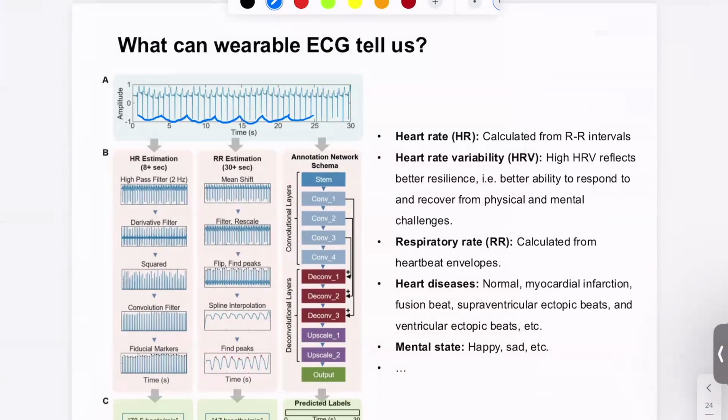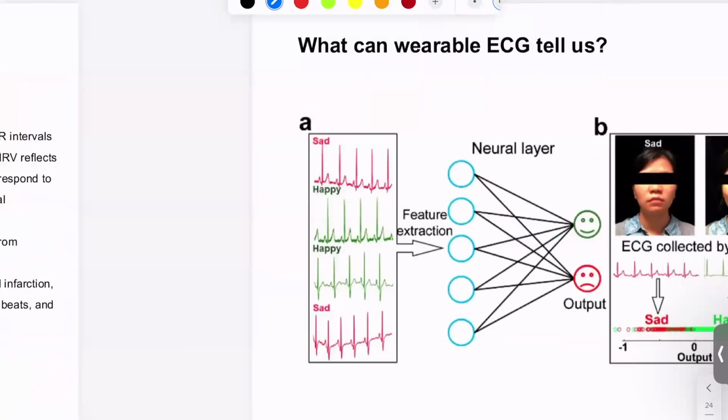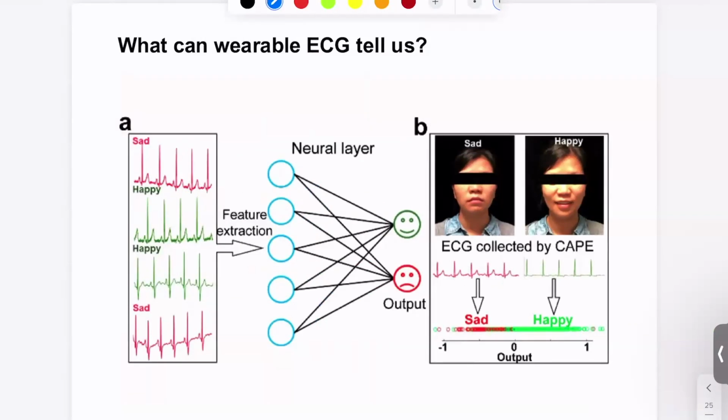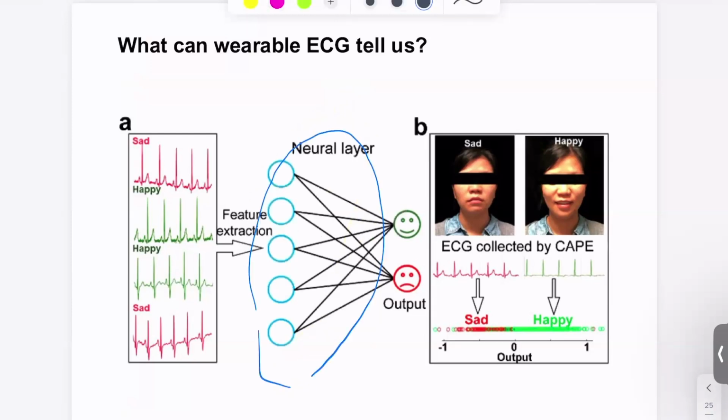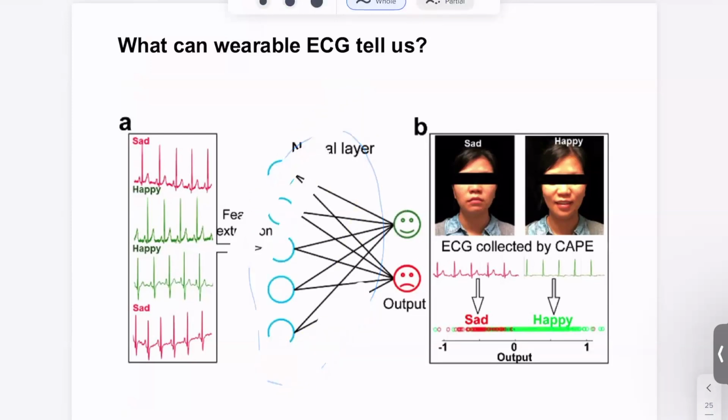All right. So based on ECG, we can detect heart disease like myocardial infarction, ischemia, or a lot of conditions. We can also detect mental state. There's a paper on this. What they find here is you have different ECG when you're happy, sad, then you can throw everything into a neural network. Then you can tell their mental state. It's probably a very preliminary demonstration, but this is a good direction.